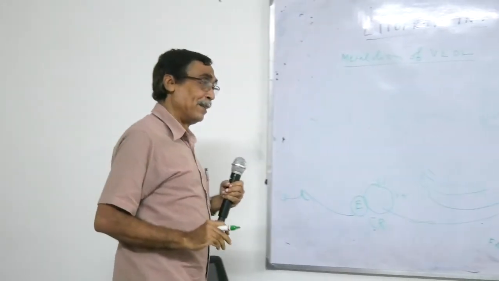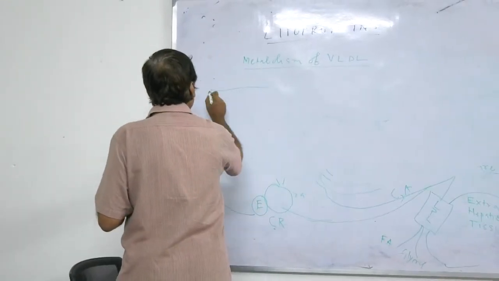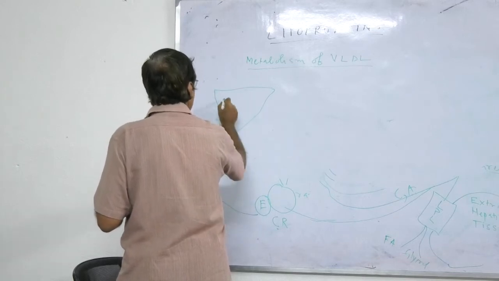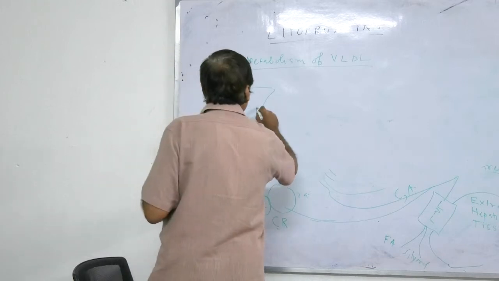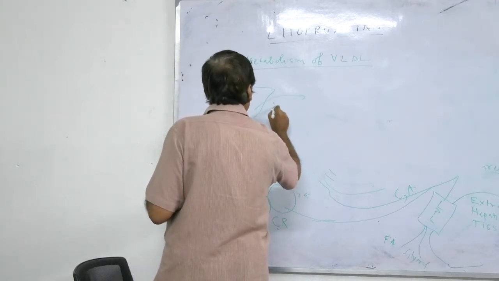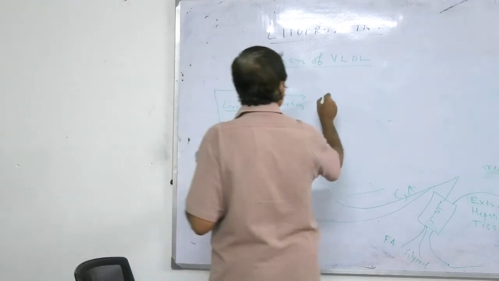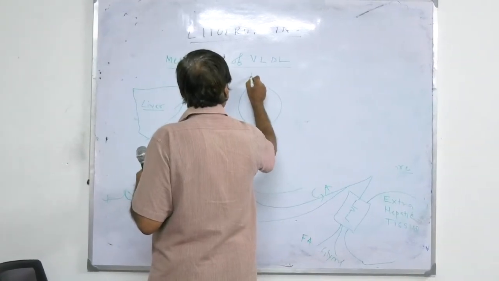The endogenous lipid কোথায় থাকবে? It will be present in the liver. তাহলে এটা সোর্স হবে লিভার। আগে যেমন সোর্স ইন্টেস্টাইন ছিল, এখানে সোর্স হবে লিভার। লিভার থেকে এটা সিক্রেশন হবে VLDL। কিরকম হবে VLDL? VLDL কি থাকবে?